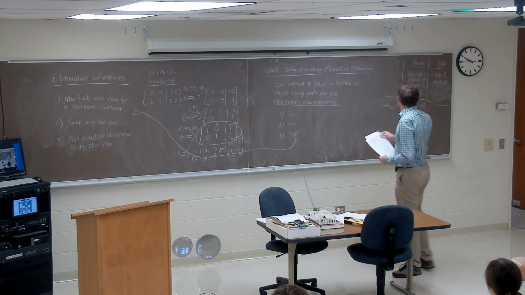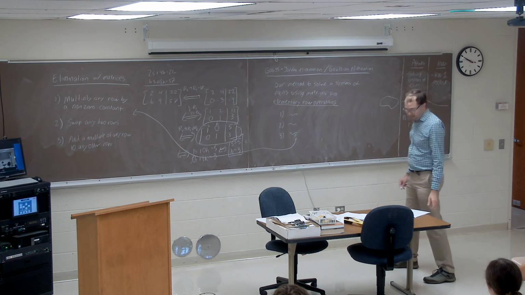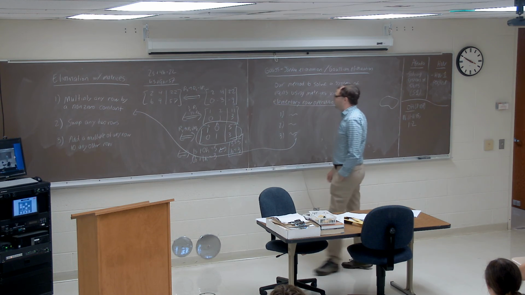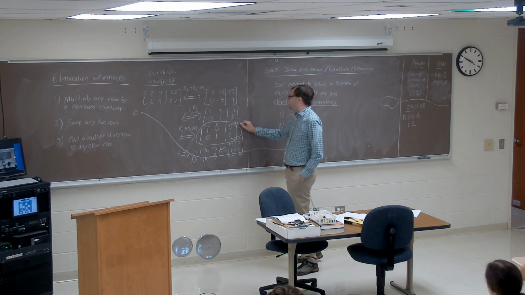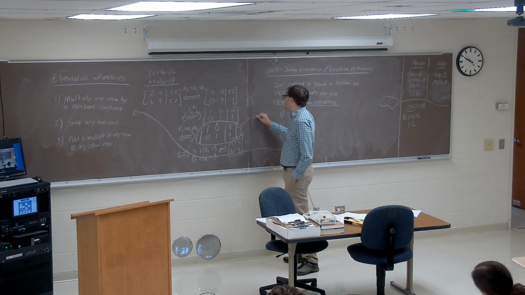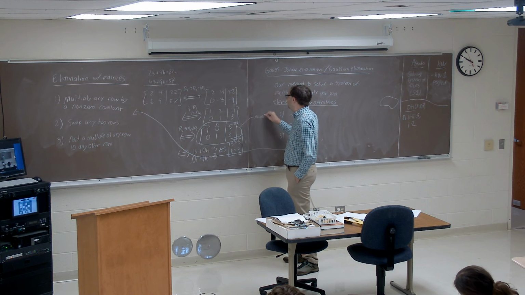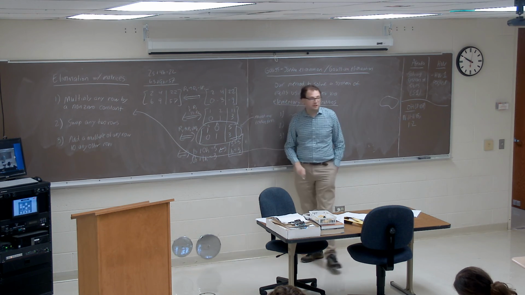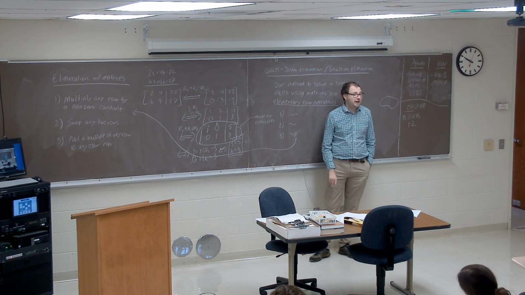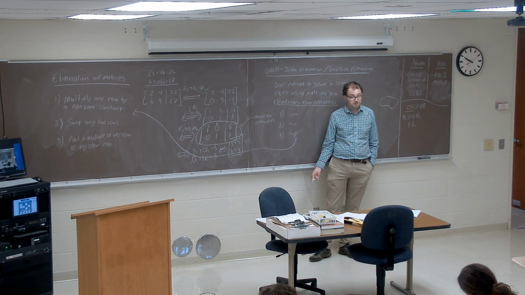And last thing I want to say for today is to just give a name to this matrix right here. This matrix right here is the reduced row echelon form, which is a fancy way of saying it's the nice simplified matrix from which it's easy, or relatively easy, to read off your solutions.